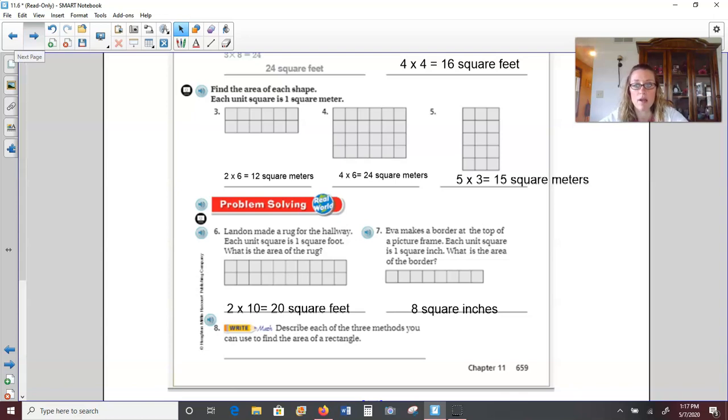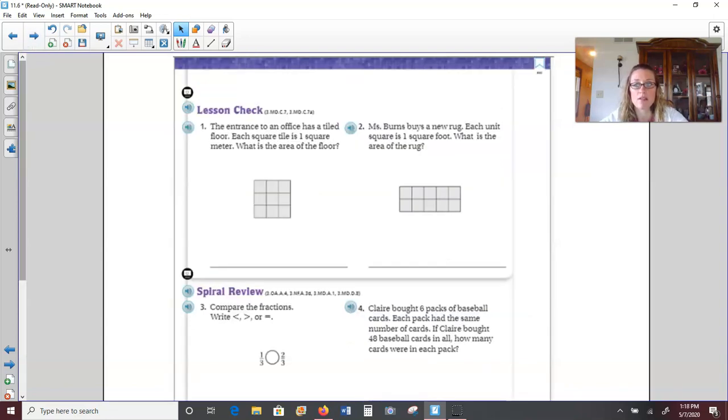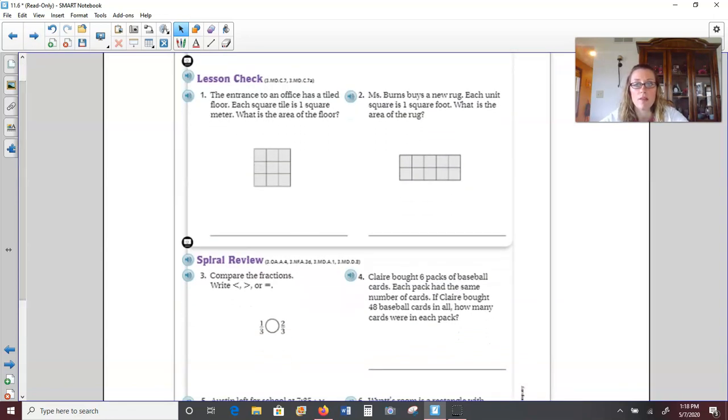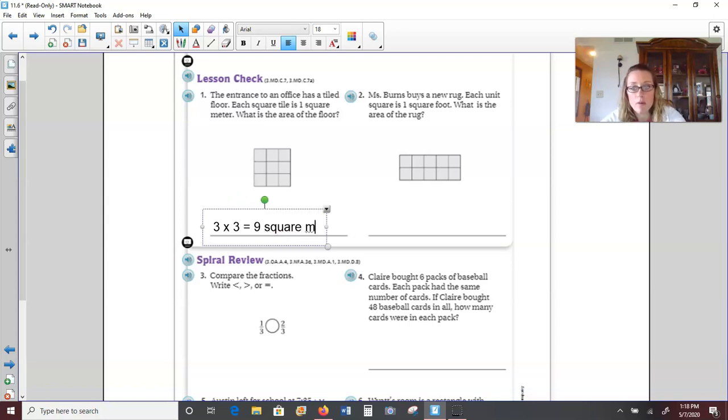All right, over to our last page, lesson check. Yahoo! The entrance to an office has a tiled floor. Each square tile is 1 square meter. What is the area of the floor? I see 3 rows times 3 in each, and that equals a total of 9 square, and what's our label?